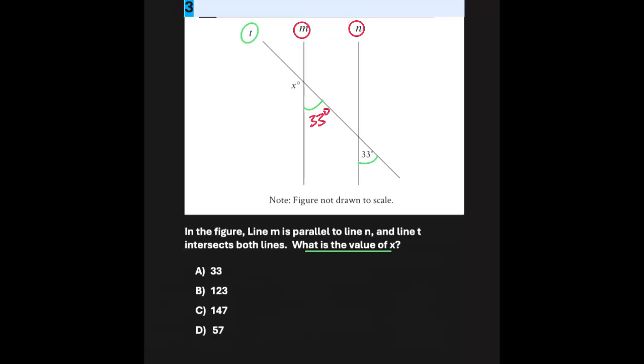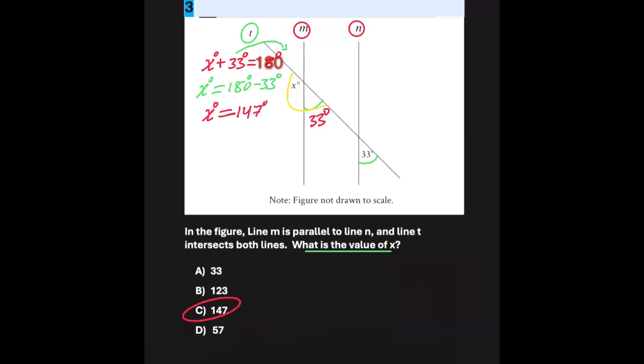And at the same time, from here to here is 180 degrees. It's half a circle. Therefore, X degrees plus 33 degrees is equal to 180 degrees. And taking this over to the other side, we're going to have X degrees is equal to 180 minus 33 degrees. And X degrees is equal to 147 degrees. And the answer is right here.